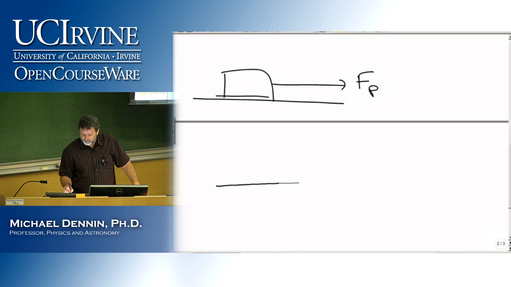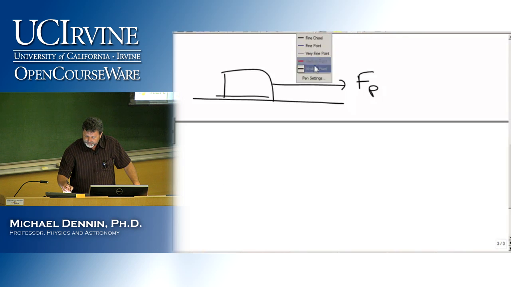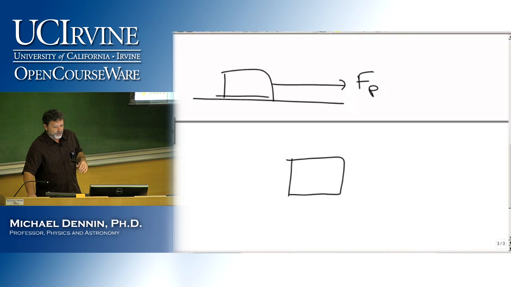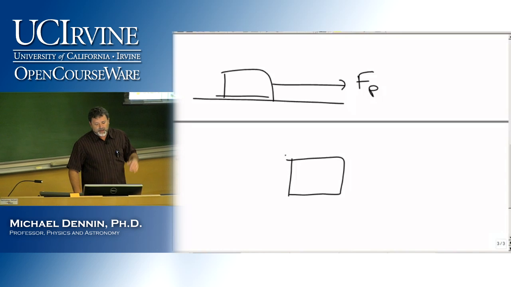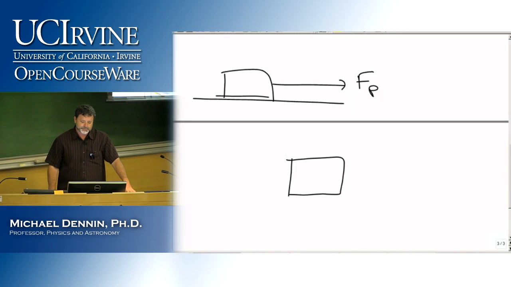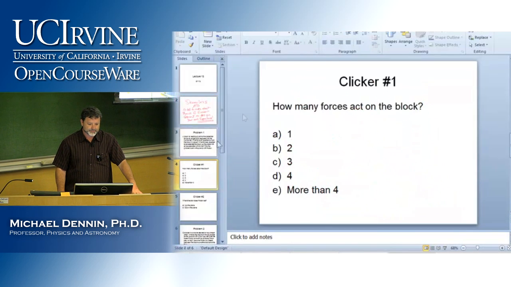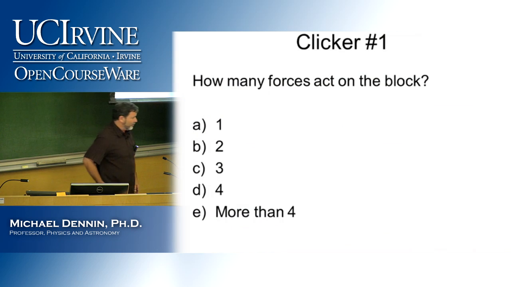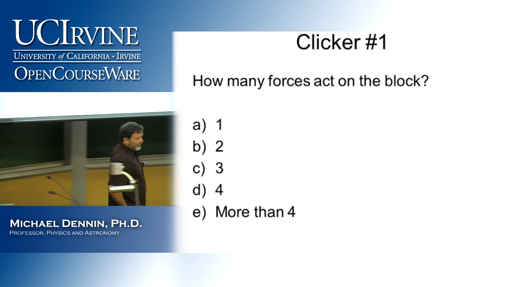Well, what I want you to do, here's my block. I already drew it there. I'm drawing it again. Let me draw just the block. I want you to make a free body diagram for this block that I just pulled on. Make a free body diagram in your notes. And then I lied. We will have a clicker question. And then tell me how many forces you end up with in your free body diagram.